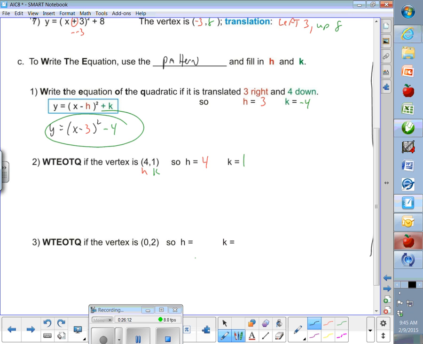So again, we're going to do our pattern. Y equals parentheses x minus h quantity squared plus k. And every time you write it, it helps you to remember it. I would write it tonight each time. It's going to help you to remember. That only took about 3 seconds. And now I'm going to put in h and k. Y equals parentheses x minus 4 quantity squared plus 1. There's my equation.